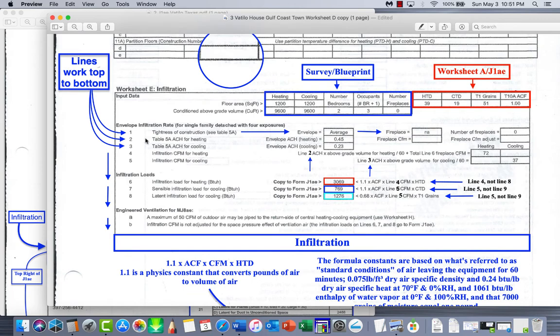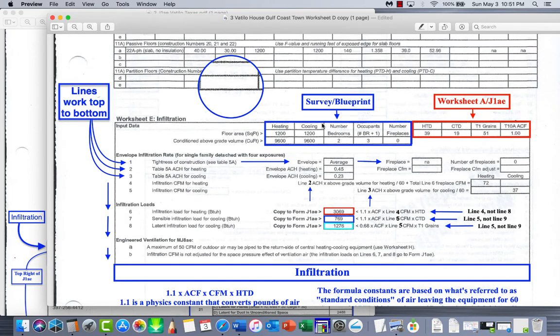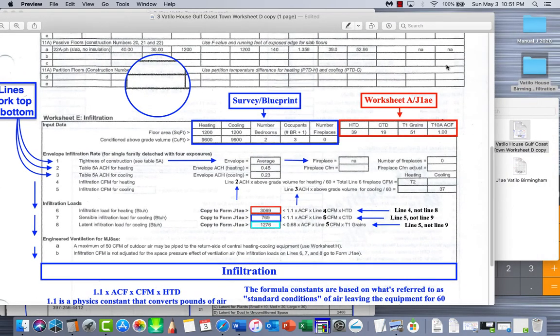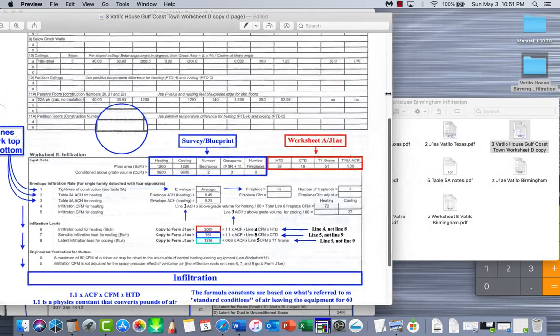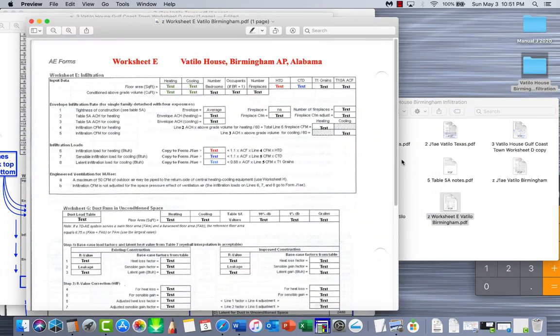And of course, like I said, lines running down this way now, instead of the columns running up and down, now we're running left to right, and we're just coming down through here working these as we go. So our survey is the first area where we got information that we're going to have to put on this thing. So let's look at our worksheet E. So here we go, worksheet E.